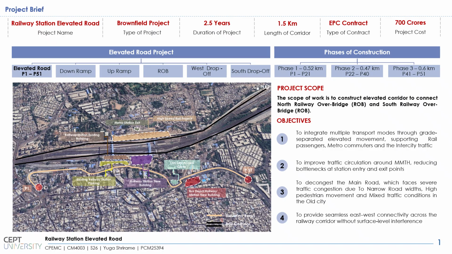For this stretch, it is aimed to be completed within 2.5 years under the EPC contract mode, which has a cost of 700 CR. If we see again the phases of construction for the elevated road from P1 to P51, it is being executed in three phases, which is phase 1, phase 2, and phase 3, which will be elaborated further.